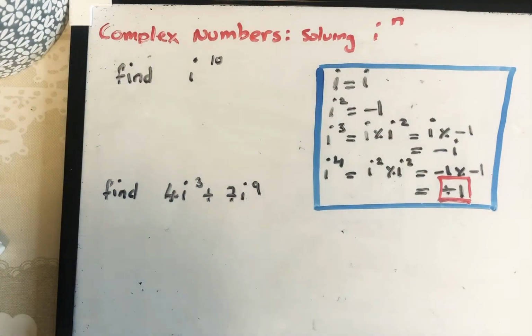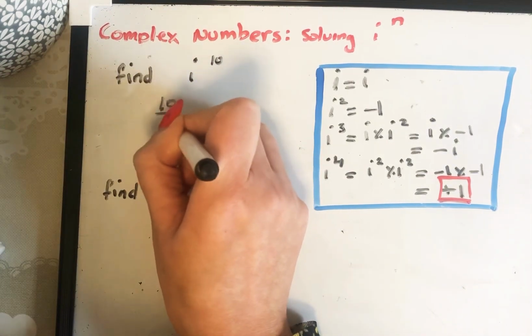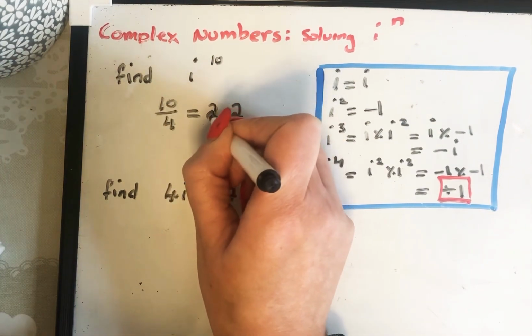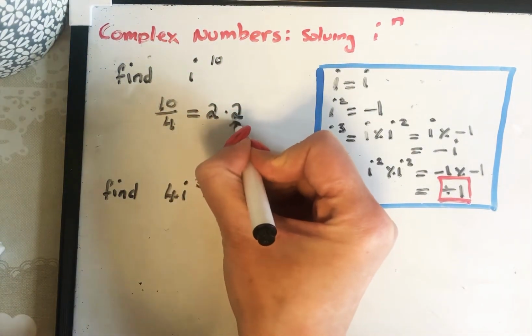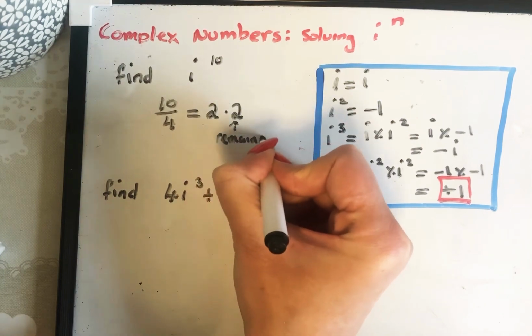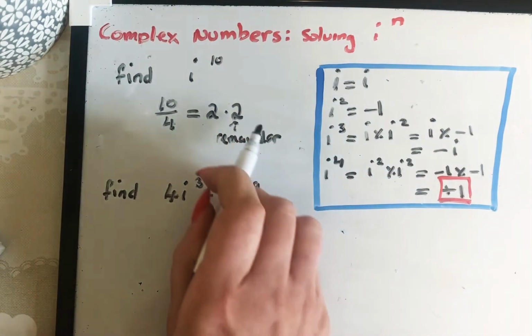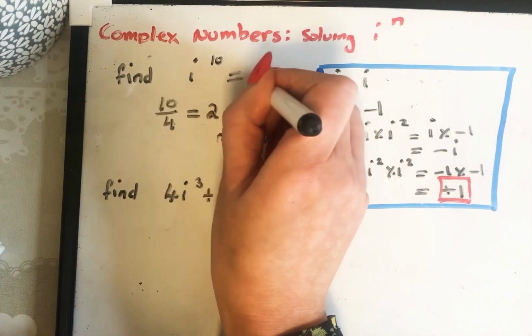So we look at our question i to the power 10 and we simply say to ourselves, how many times does 4 divide into 10 and what is the remainder? Well, we know that 4 goes into 10 2 times and the remainder will be 2. So goes in 2 full times and a remainder of 2. So this here is our remainder. So then what we do is we look down at our list here and we say, what is the power of 2? And the power of 2 is -1. So the answer to this is -1.